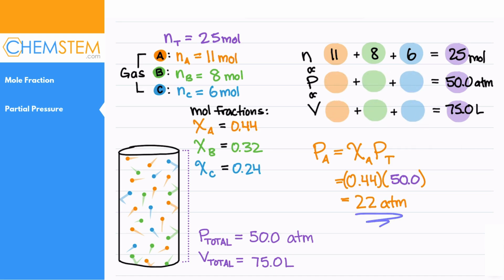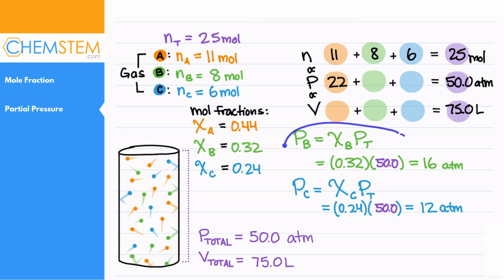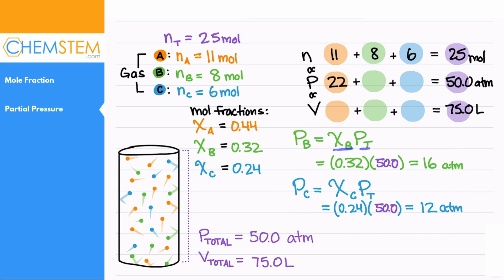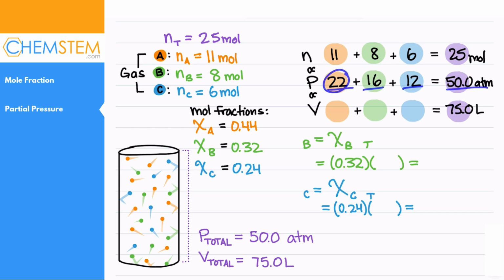Well, we did just calculate the partial pressure of gas A, and the partial pressure of gas A is 22. When you add up all of the partials, whether the mole fraction ratios, the partial pressures, or the partial volumes, it should of course equal the total amount. So we can calculate the partial pressure for B and C as well. I calculated them in the same way, just multiplying the mole fraction by the total amount, and that's going to go into our chart as well. So we have the partial pressure for gas A, gas B, and gas C, and of course they add up to the total pressure.